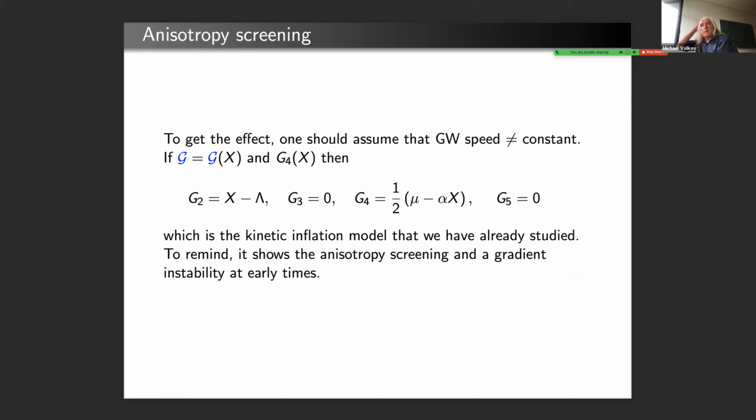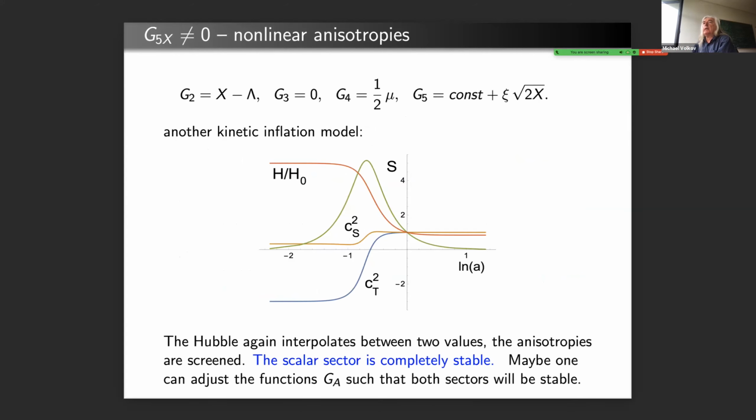To get an interesting effect, we have to consider Horndeski models, including the squares and cubes of the second derivative of the scalar field. And in the simplest case, we recover the model I presented in the beginning. But one can also go further, and then one can analyze more general models with non-trivial G5, depending on X. And in this case, the equations become non-linear in the anisotropies, and then they require separate analysis.